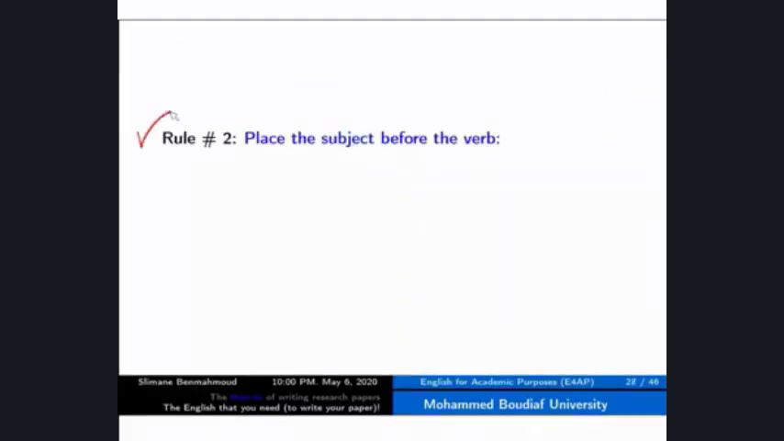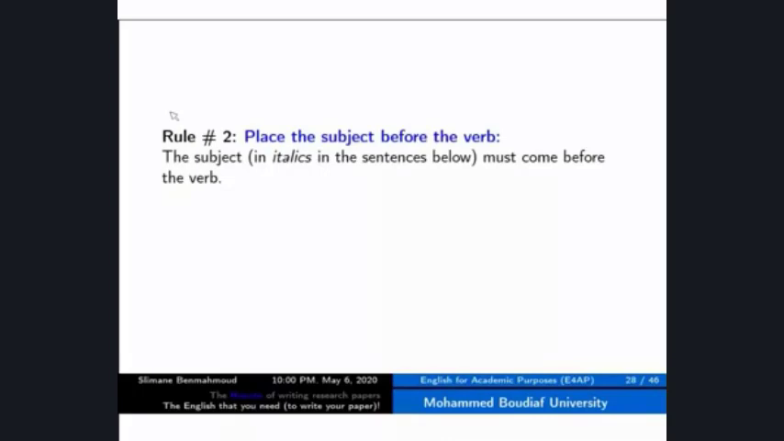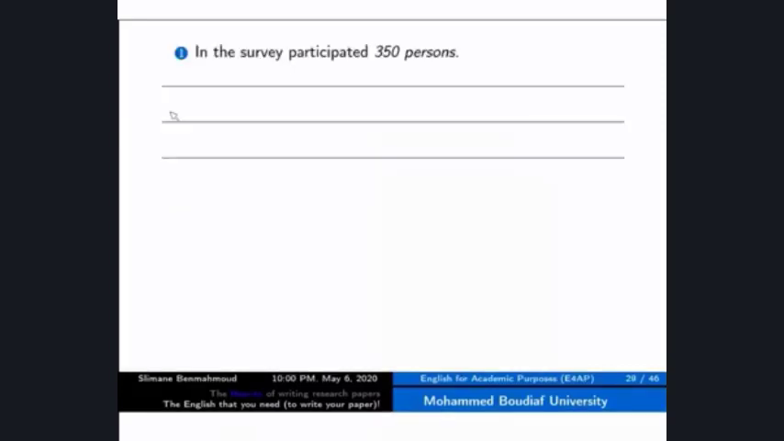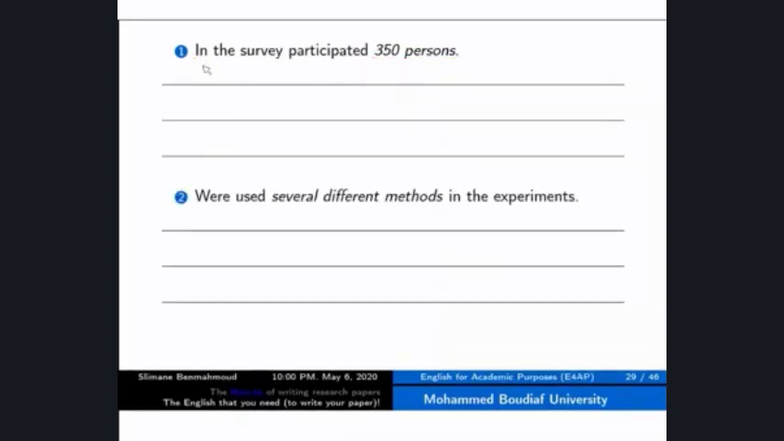Well, rule number 2, place the subject before the verb. The subject must come before the verb. Let's give some examples. The first one, in the survey participated 300 persons. 300 persons is the subject. It should be at the beginning. We say 300 persons participated in the survey.